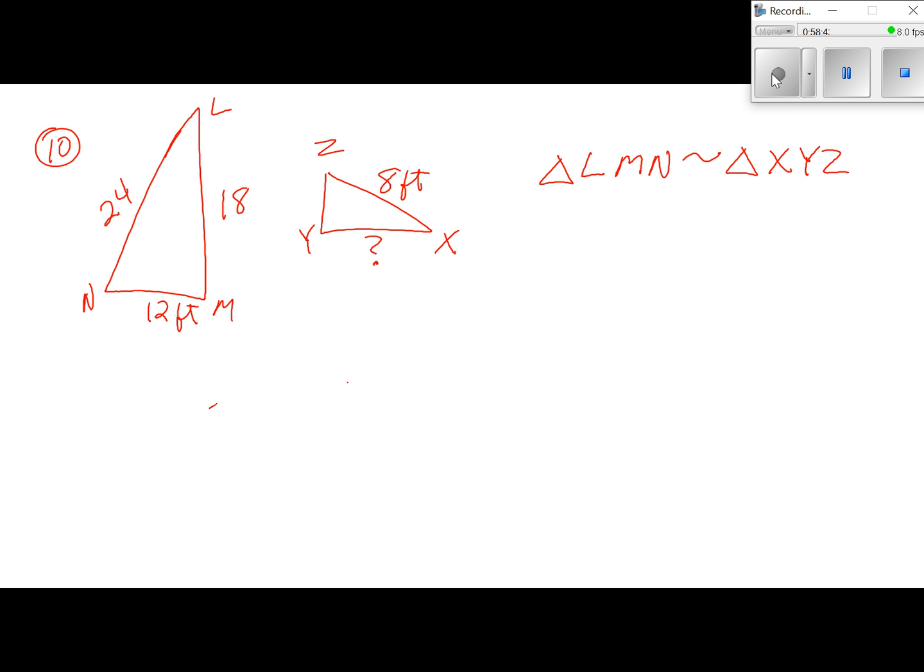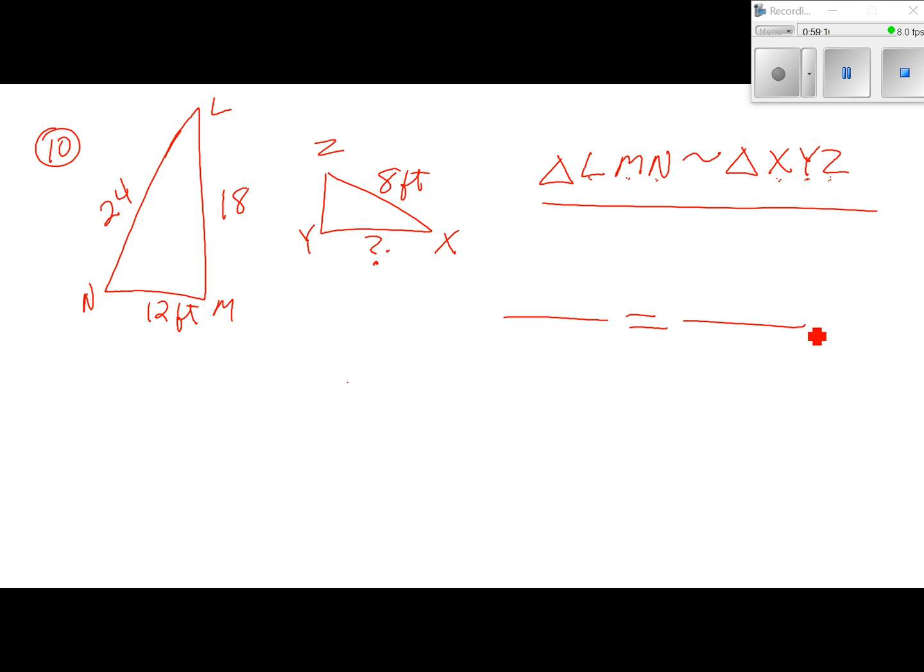All right, number 10, they're asking us to use these two triangles, and they're asking us to find this side right here, YX or XY, whichever way you want to name it. Again, we have to make sure that we match up the triangles correctly. This is the way that they named them. So here we know that L has to match up to X, M has to match up to Y, N has to match up to Z. So when we go to set up our proportion, we want to make sure that we're matching things up correctly.